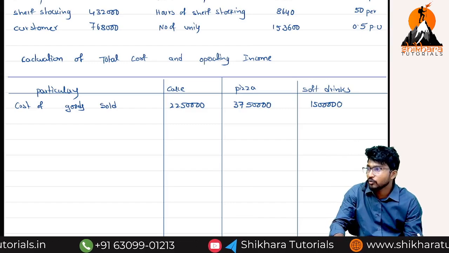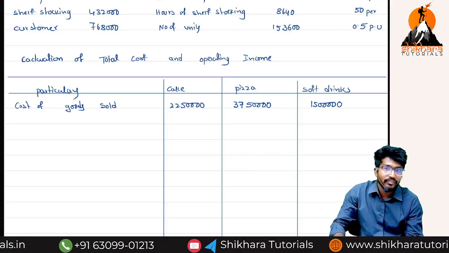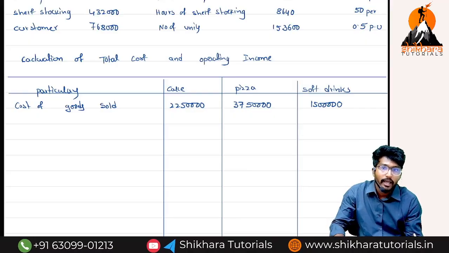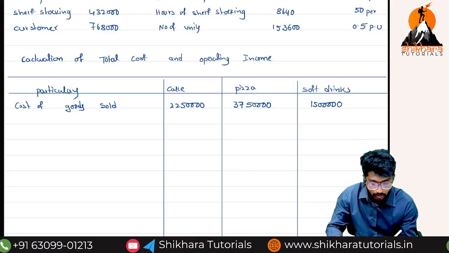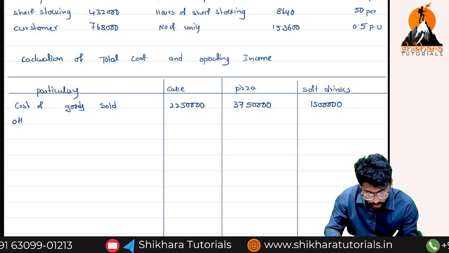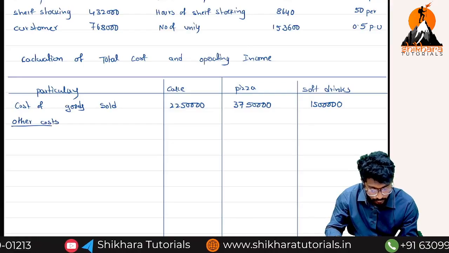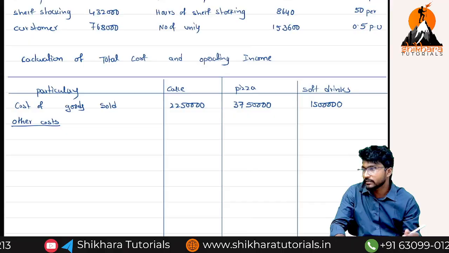This is cost of goods sold. For this, what we need to do? We need to add other overhead expenses. According to which method? Activity based costing method. Now, other cost or other overheads.